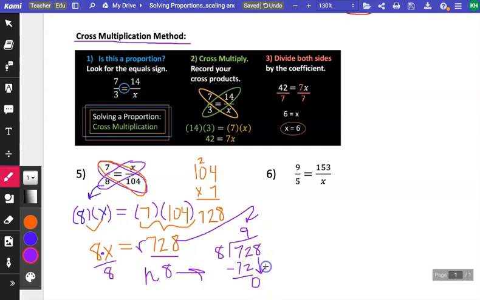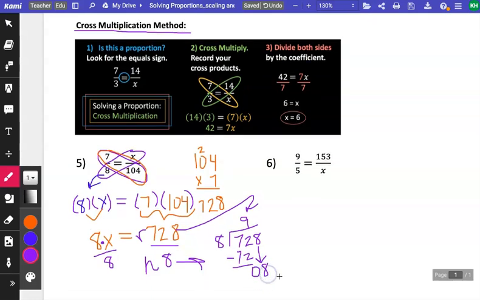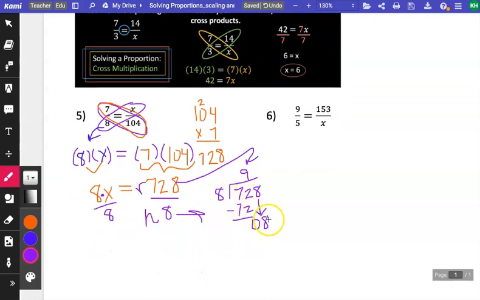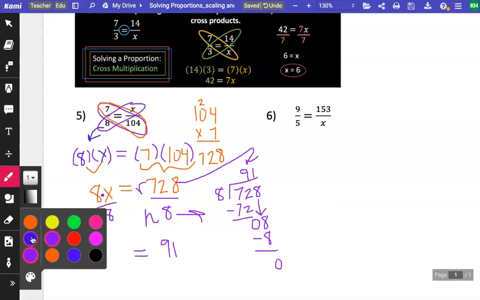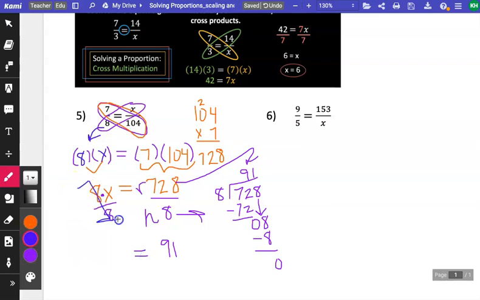We can't ask the question again until we bring down a number. 8 goes into 8 how many times? 1 time. 8 times 1 is 8. 8 minus 8 is 0. There's no numbers to bring down. So we've finished this. 728 divided by 8, we get 91. And over here, 8 divided by 8 equals 1, so we're left with 1x, which is the same thing as x.